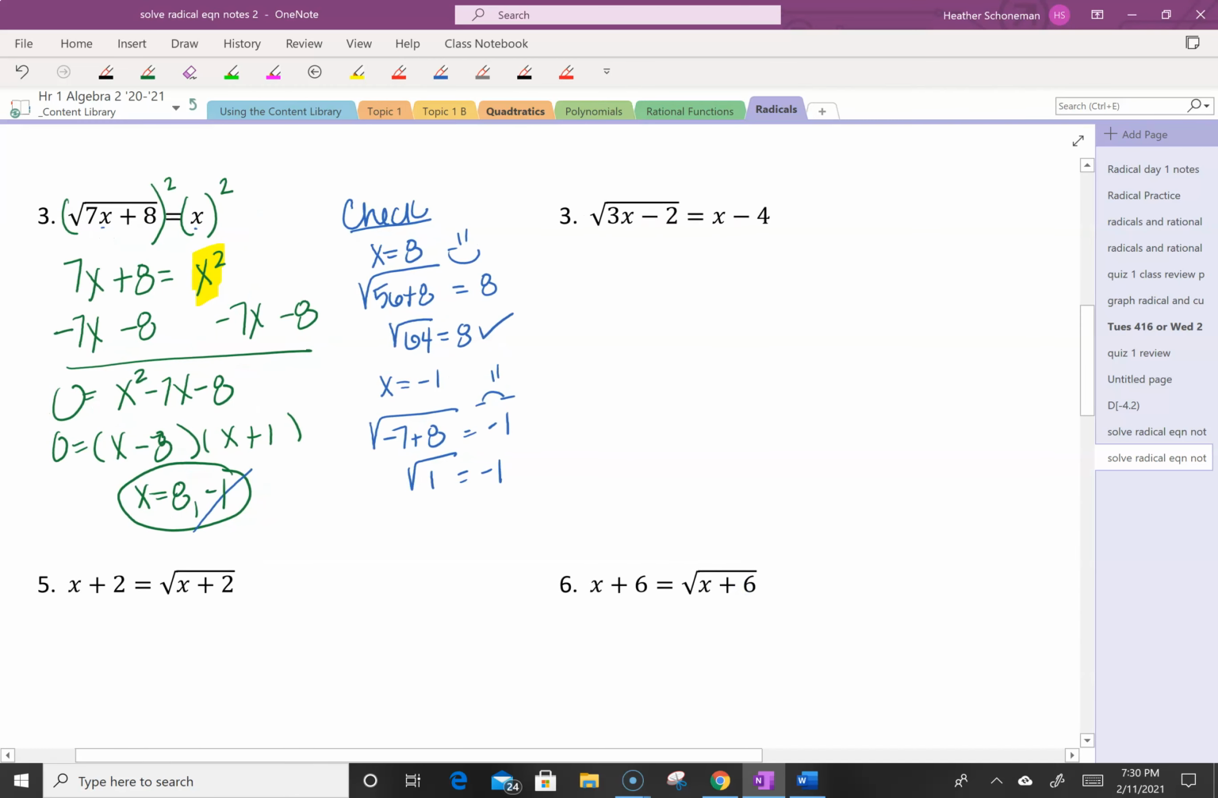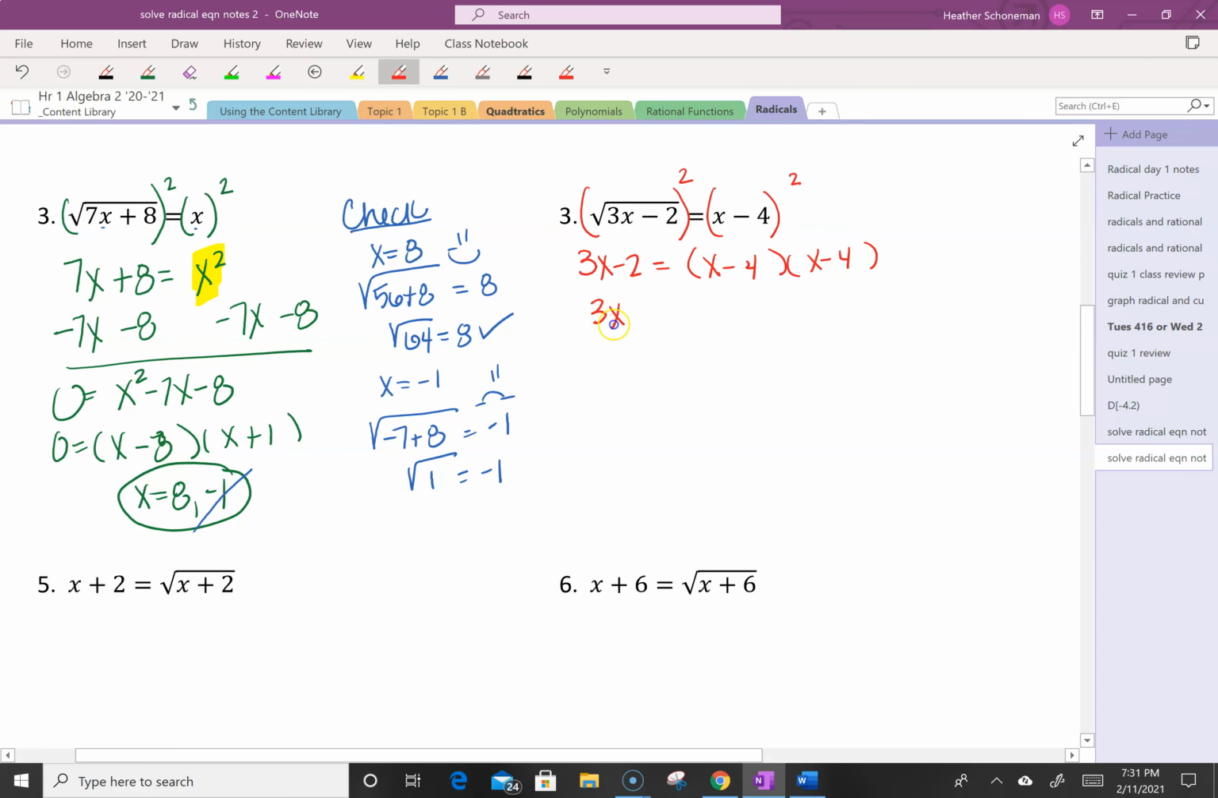All right, let's try number 4. Number 4 is going to be a little bit different than the one we just did previously. All right, I don't need to square the problem number. On the left, when I square it, it's easy. I just get 3x minus 2. On the right, I'm squaring a binomial, and we practiced this at the end of our video last time. So this would be x minus 4 times x minus 4.